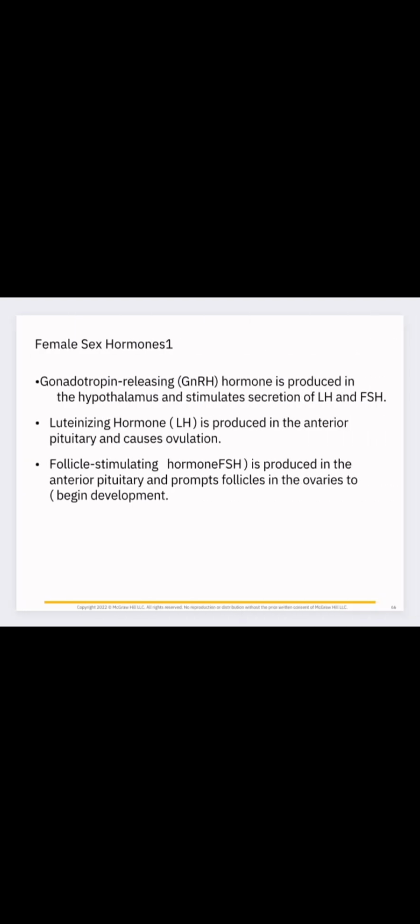Female sex hormones. Gonadotropin-releasing hormone, GnRH, is produced in the hypothalamus and stimulates secretion of LH and FSH. What is LH and FSH? LH is luteinizing hormone. It is produced in the anterior pituitary and causes ovulation. What is FSH? FSH is follicle-stimulating hormone. It is produced in the anterior pituitary and prompts follicles in the ovaries to begin development.